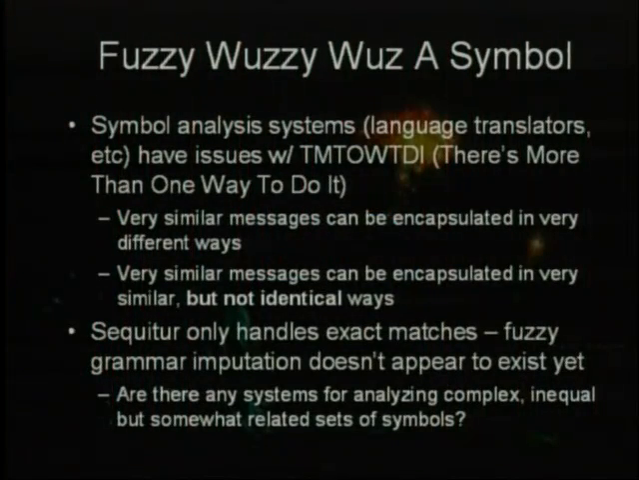So, symbol analysis systems do kind of have a problem. Languages have synonyms and more than one way to say it. Very similar messages can be encapsulated in very different ways, or in almost identical ways, but they'll still show up as different symbols because the raw bytes are different. This is actually a fundamental weakness of Sequitur. It's looking for exact matches. We need ways of fuzzily linking together our grammars.